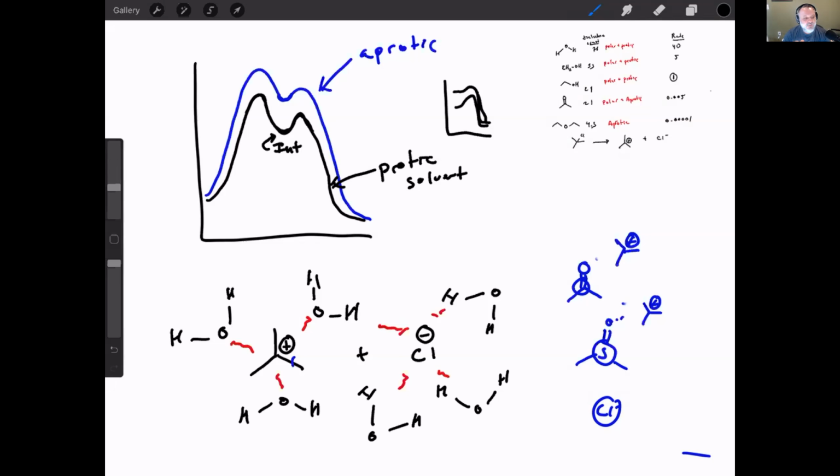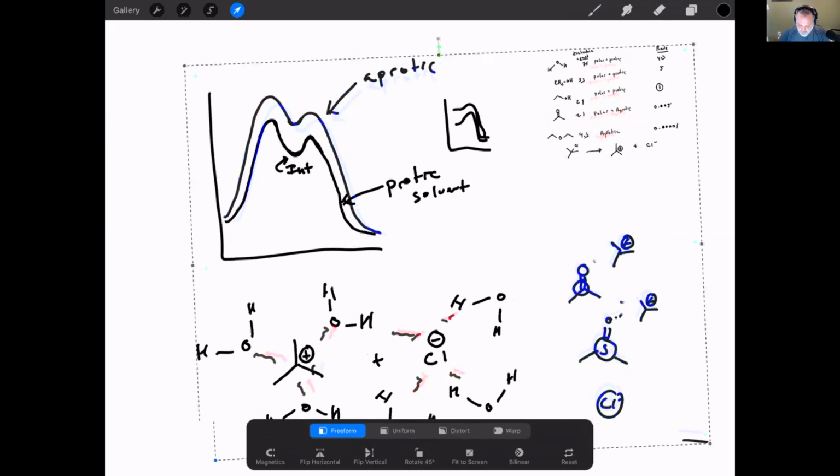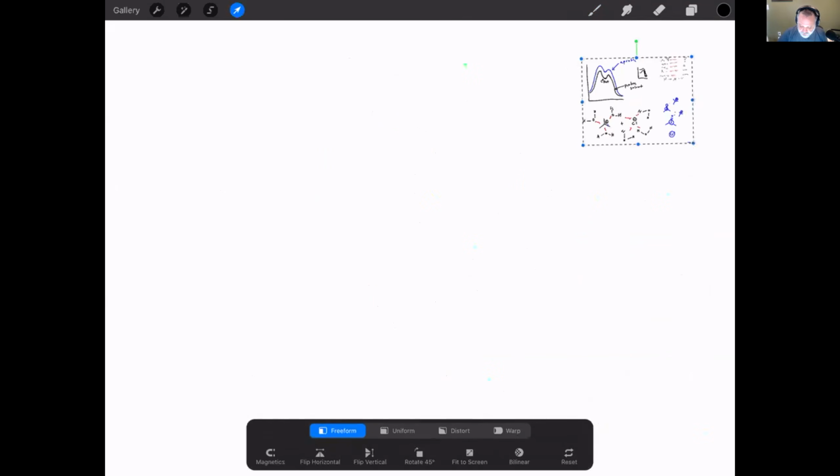Does anybody have any questions about the solvent and the kinetic effects? I know that you guys love reaction coordinate diagrams as much as I do. I'm trying to keep the chat windows centered so that I can see those questions when they pop up, but it's not always perfect. Okay, cool.